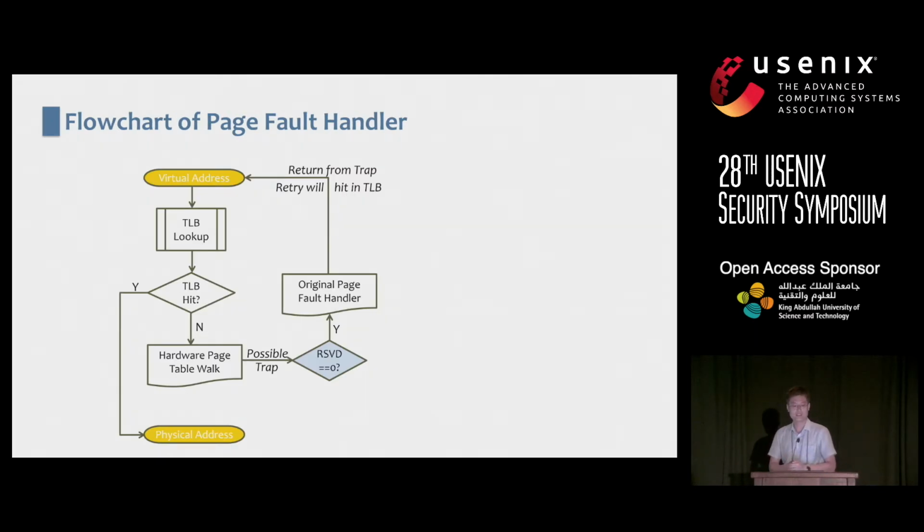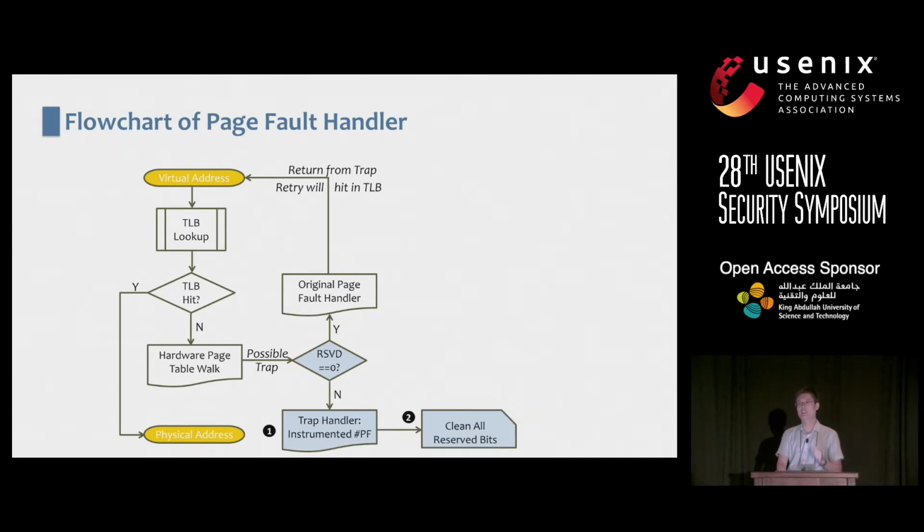Okay, let's look at the flowchart of the page fault handler. If there is a TLB hit, the virtual address will be translated to the physical address directly. If there is a TLB miss, hardware will perform a page table walk and possibly trigger a page fault exception, and SafeHidden intercepts the exception and checks whether the reserved bit of the corresponding PTE is set or not. If it is not set, it will deliver the control flow to the original page fault handler. If it is set, it means that this exception is a fake page fault exception we need to handle.